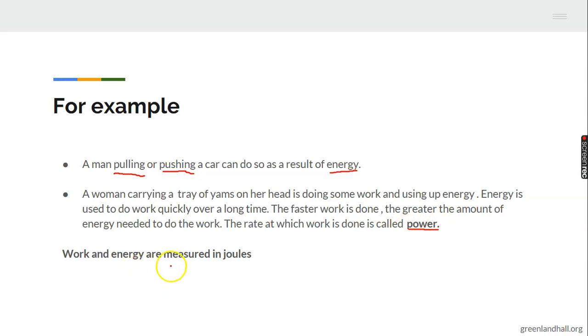Okay, so work and energy are measured in joules, okay? It's represented by capital J. That's the unit of work as well as energy, okay?